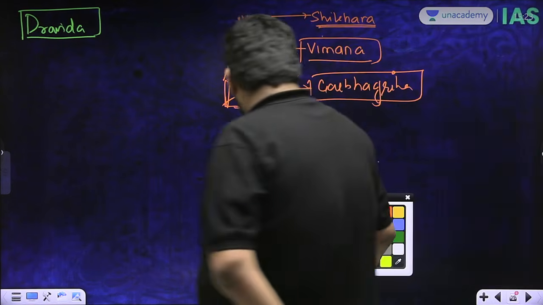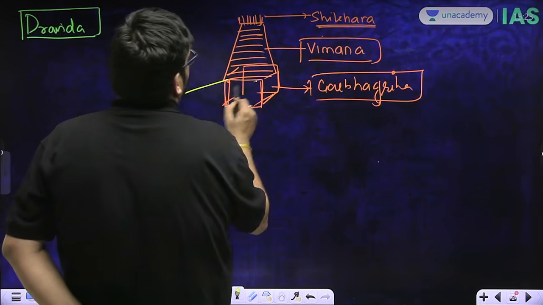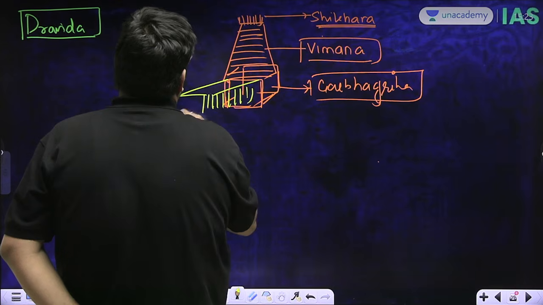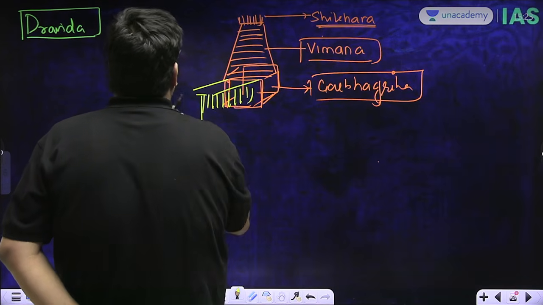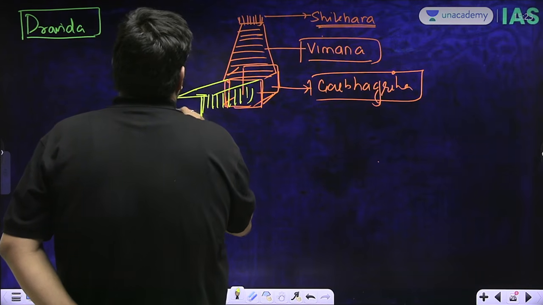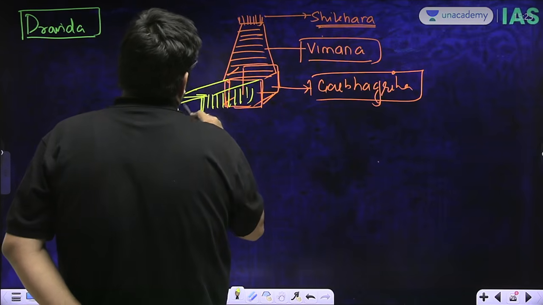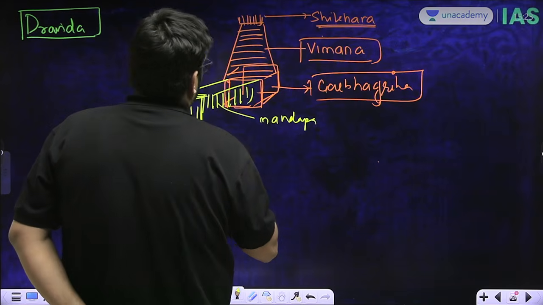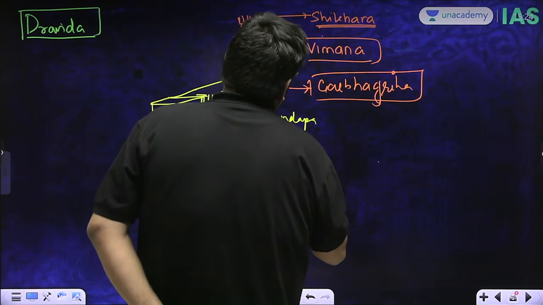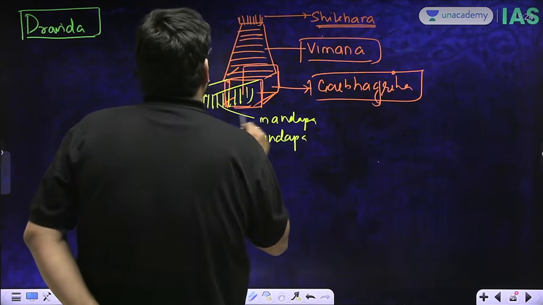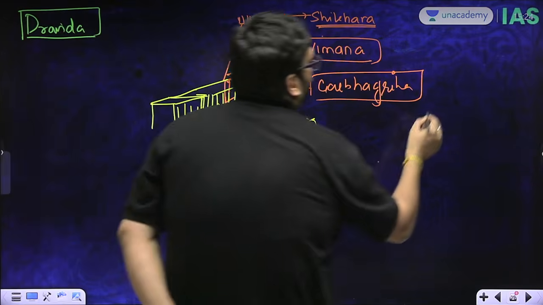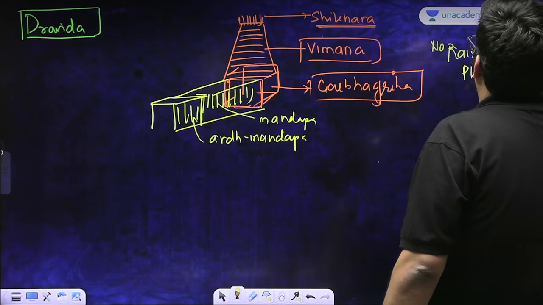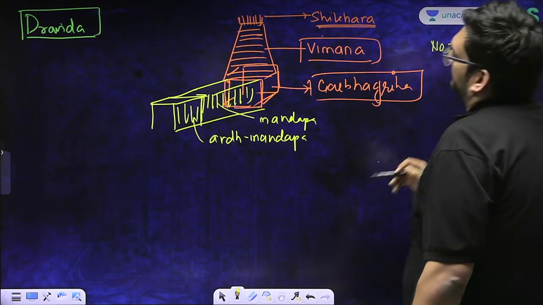Now, the next major concept which emerges is, see, you have the same mandap, nothing changes there. There is the Mandap, that is also there, no issues whatsoever. So we have Mandap, we have Ardh Mandap, but a very important concept: there is no raised platform. No raised platform like Pitha and Jagati, it is not there.